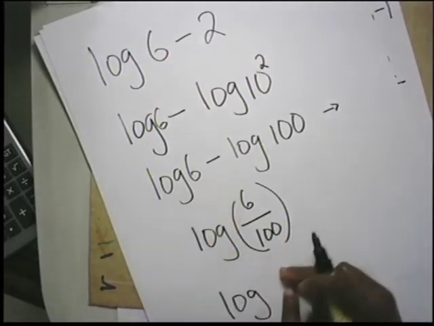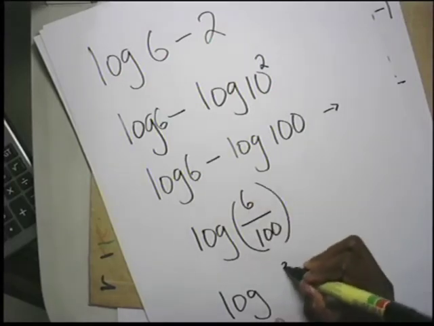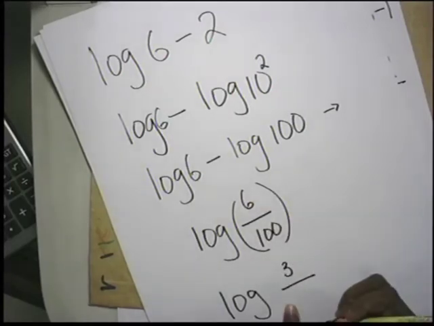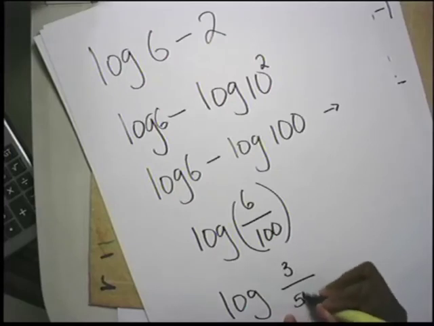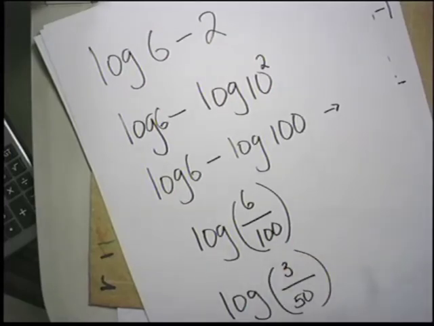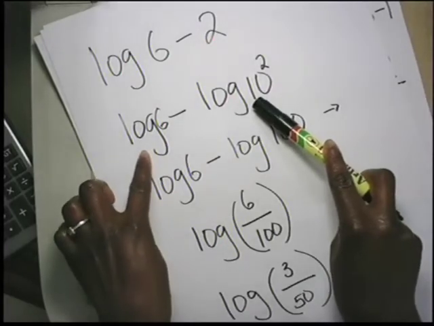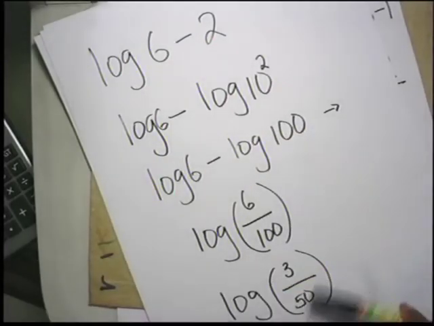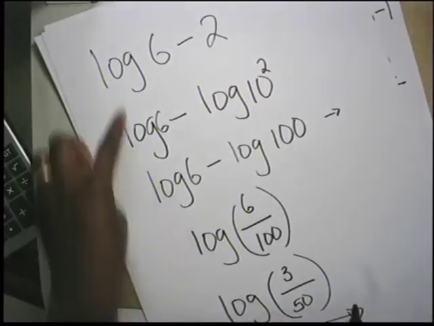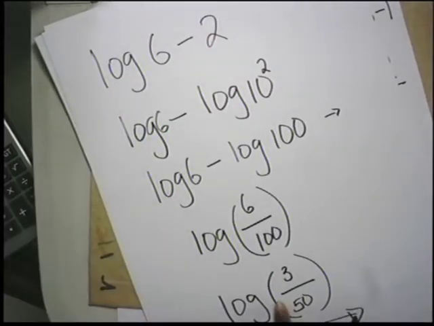You can take 2 goes in 6 three times, and then 2 goes in 100 is 50 times. So in simplest form, this one is going to be log 3 over 50, and this is a single logarithm. It's different from this one, where you have 2 logarithms, but now we are only having a single one. So this is our answer: log 3 over 50.